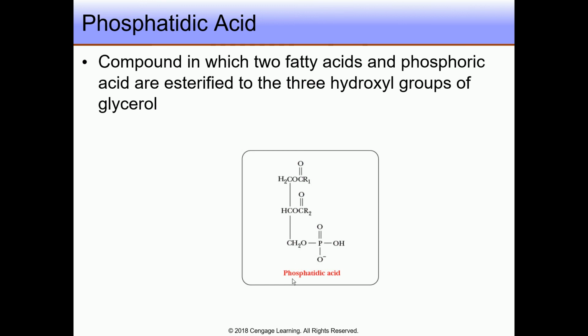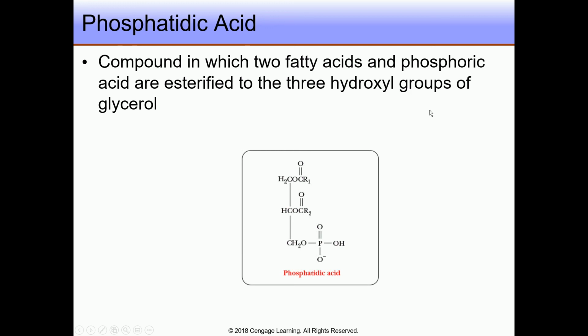Phospholipids are also called phosphatidic acids. What is the difference between triglycerides and phospholipids or phosphatidic acids? Just like triglycerides, they also have glycerol in them. Instead of 3 fatty acids, they have 2 fatty acids, and instead of the third fatty acid, they have a phosphoric acid, or a phosphate group. So phosphatidic acid is a compound in which 2 fatty acids and phosphoric acid are esterified to the 3 hydroxyl groups of the glycerol.